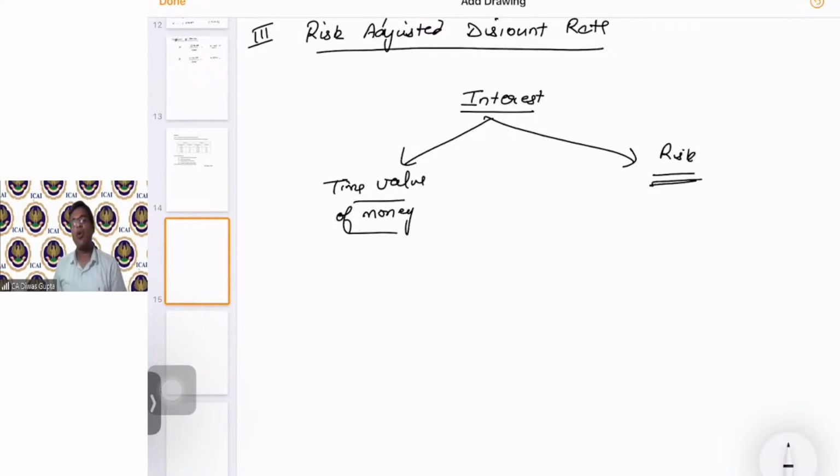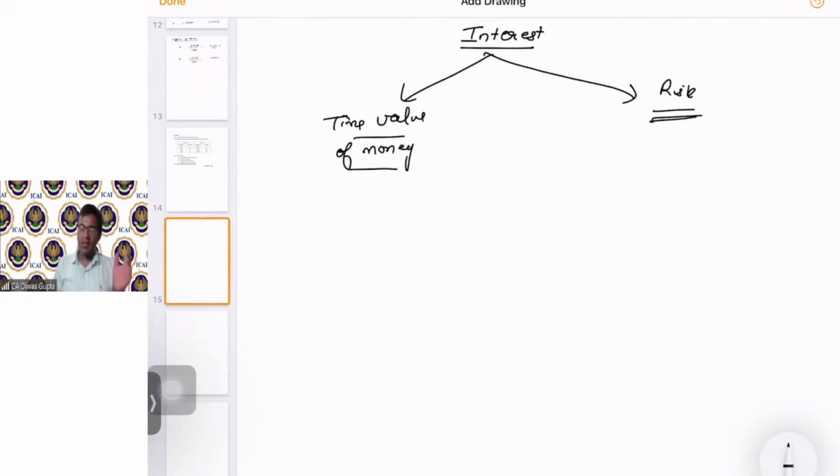Now what is time value of money? Time value of money is 100 rupees today is not 100 rupees 1 year from now. The value of money keeps on deteriorating, right? So this is actually denoted by inflation, which most of you have answered correctly. So the inflation will drive time value of money and it will bring it down. Similarly, risk of non-payment.